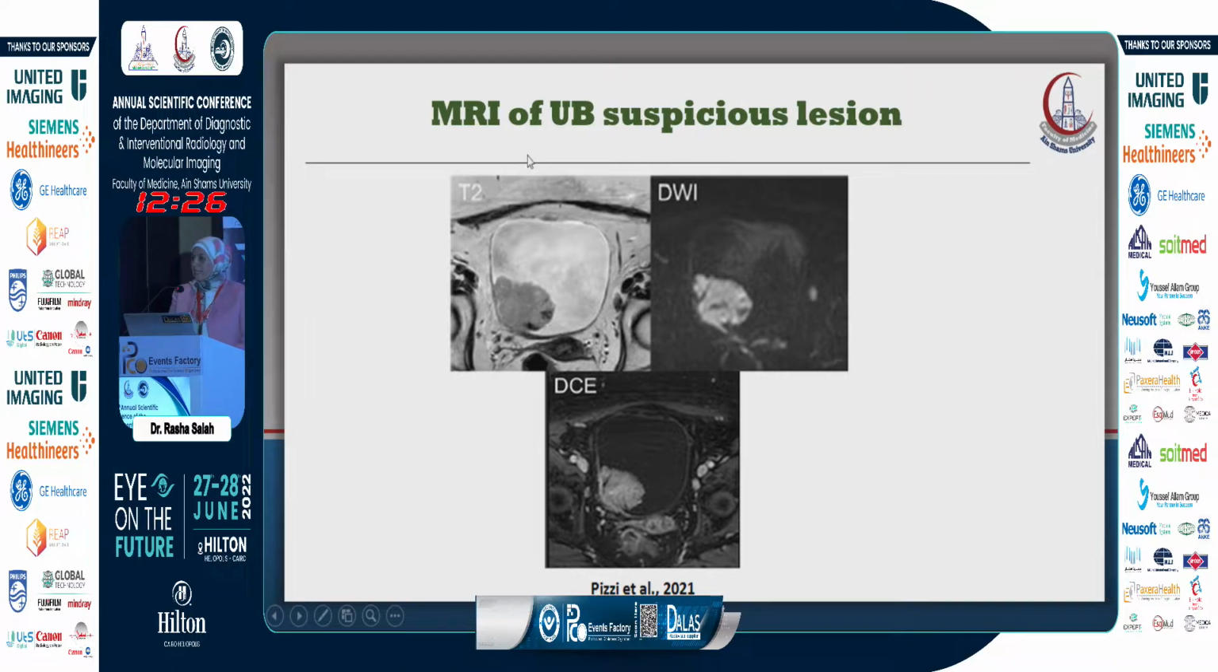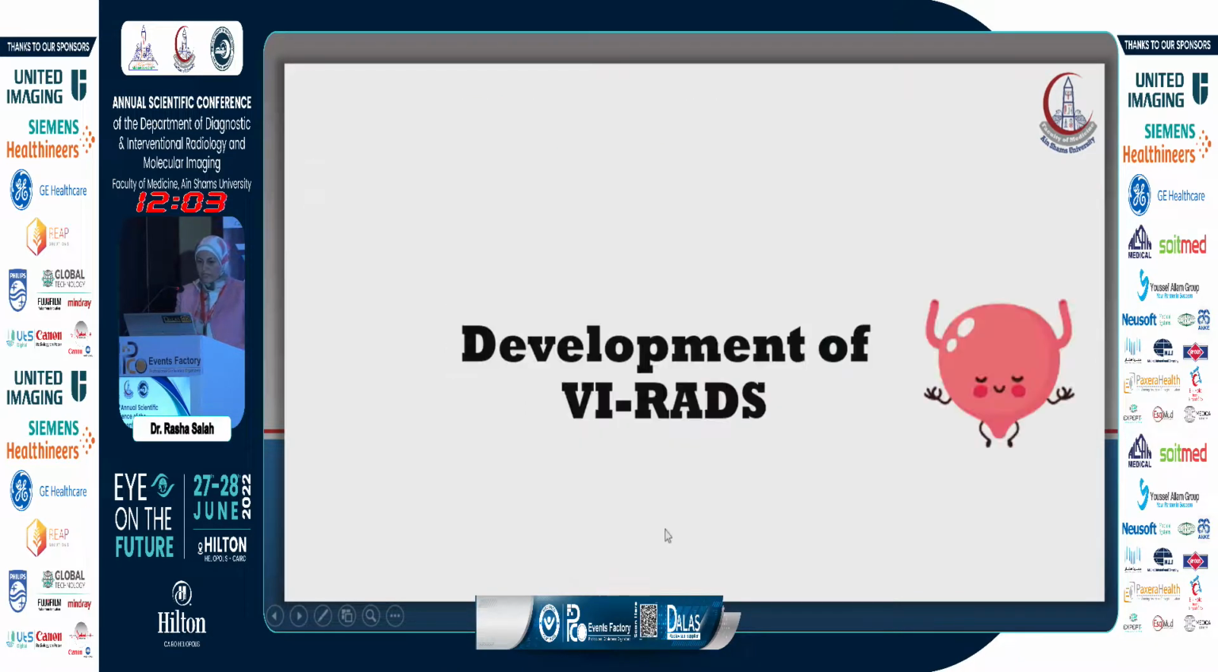So how can we see urinary bladder masses? This is an example of a huge urinary bladder mass. It can be an intermediate signal on T2 or dark signal, and on the diffusion it is restricted, because most of the TCC tumors, including the bladder or the ureter, are restricted due to high cellular packing, and they appear as hyper-enhancing masses after contrast injection.